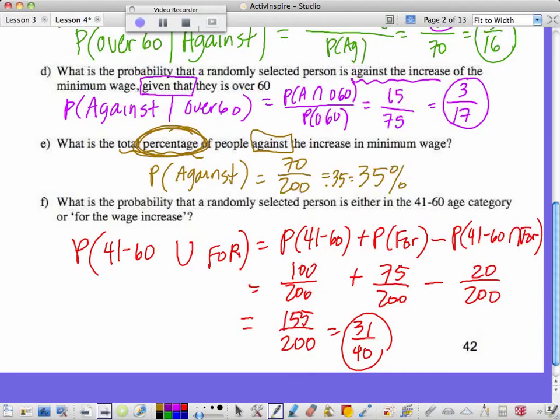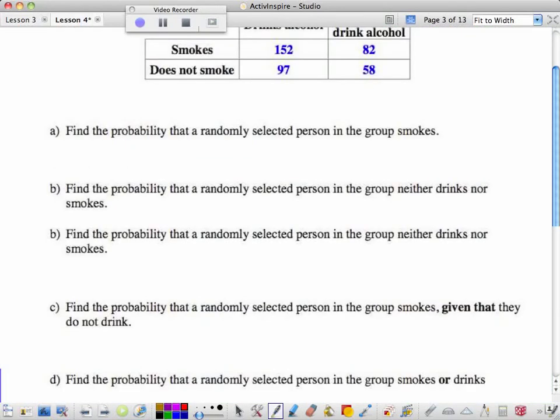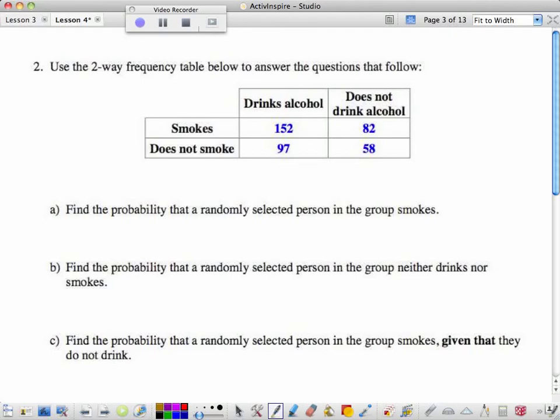Okay, and finally our last page before you can go about everything else on your own. Here's another small frequency table. Use the frequency table to answer the question. So what's not on here is your ultimate totals, so maybe you want to put that in. So this would be the total altogether. So 152 plus 82, well that totals 234. 97 plus 55, that totals 155. So when I add straight down, I get 389.